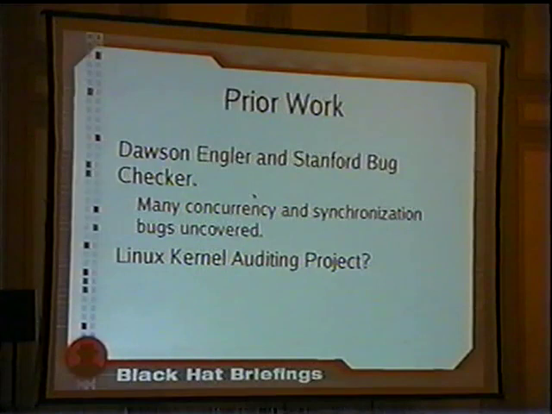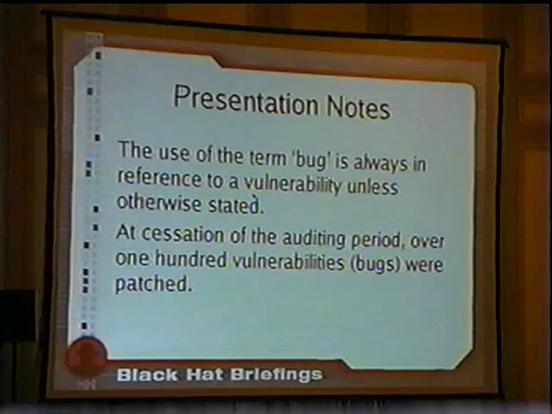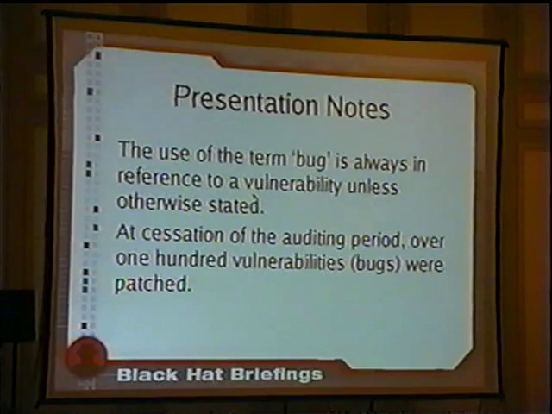Just some notes for the presentation. When I'm talking about bugs, I'm really referring to vulnerabilities and security bugs. I like the word bug; I don't want to say vulnerability for every single bug. So unless I say otherwise, every bug is in relation to security. After 3 months, at least 100, maybe up to 150 bugs were patched in various kernels, across all the kernels. There are still a lot of bugs in there, but we'll see how it goes.